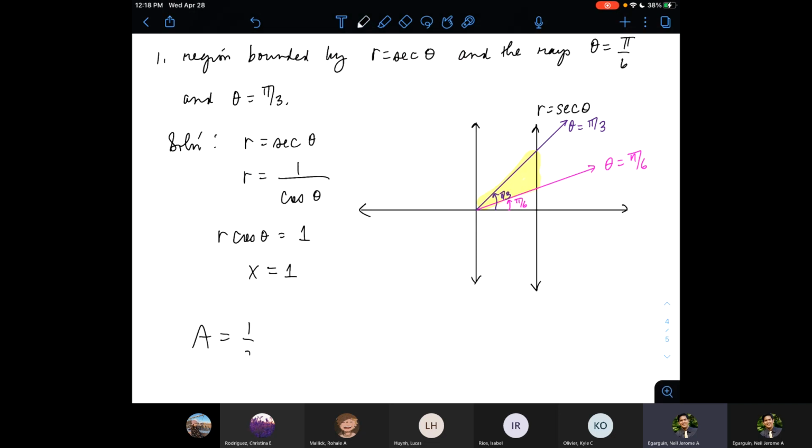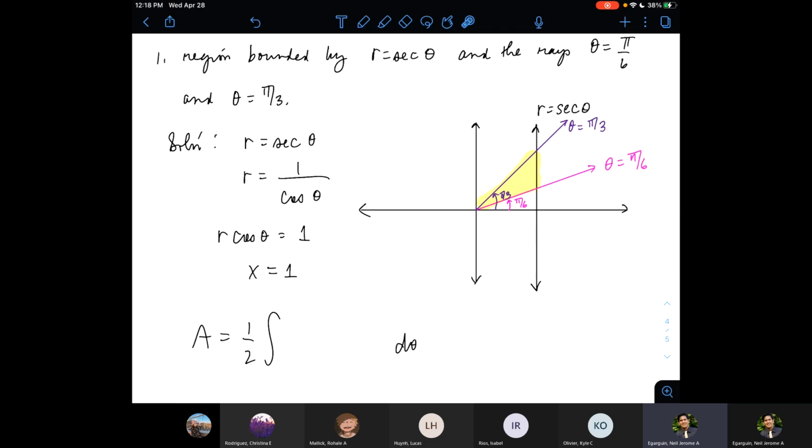So I have the mainstay 1/2 integral of, we are integrating with respect to theta. So I know that the bounds should be angular components, right? But if you look at the region, what is the starting angle and what's the ending angle? So the region started here, right? Which is at theta equals pi over 6. It will go all the way until pi over 3, right?